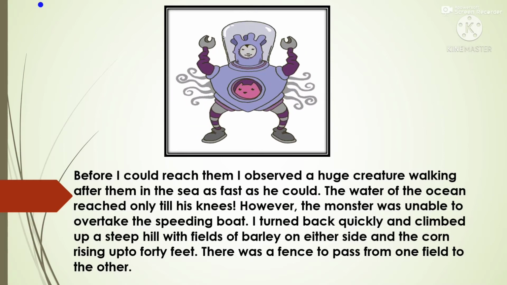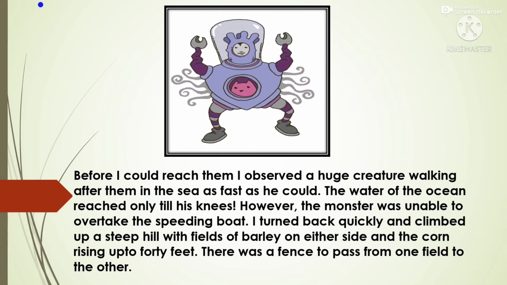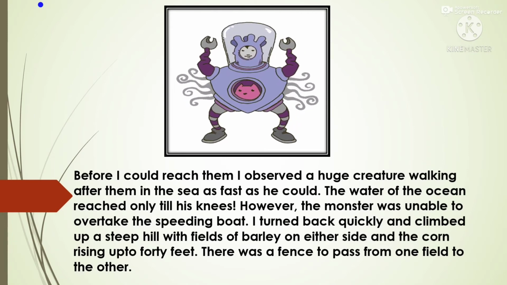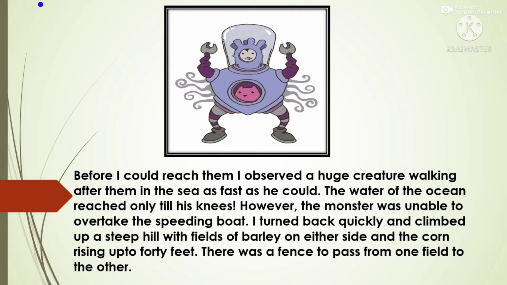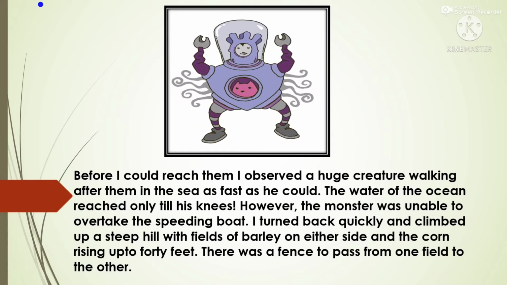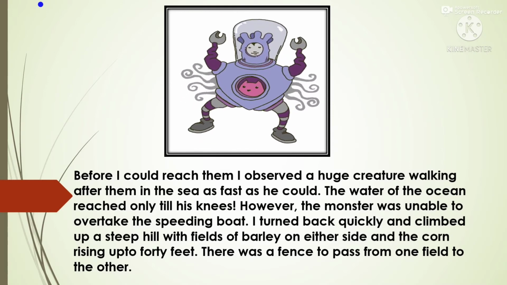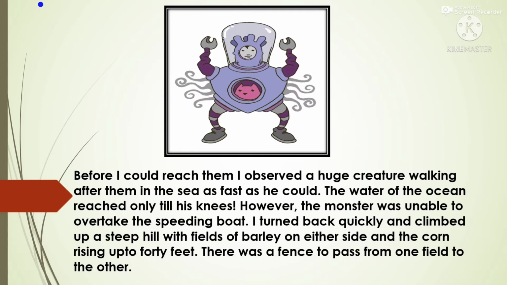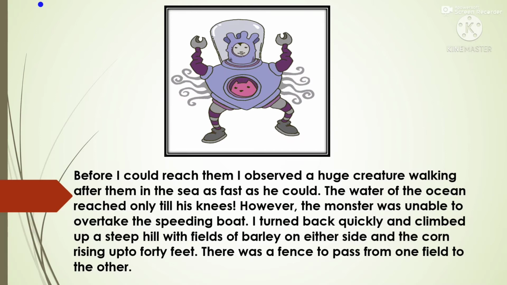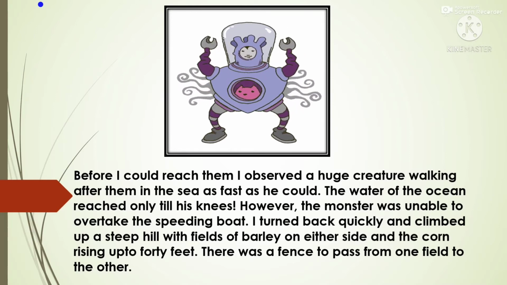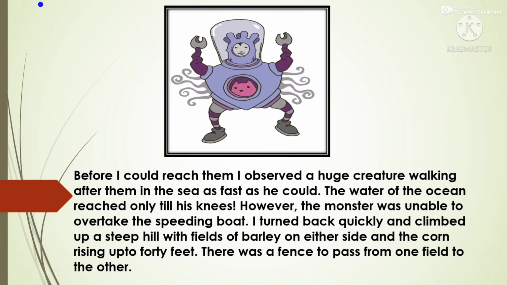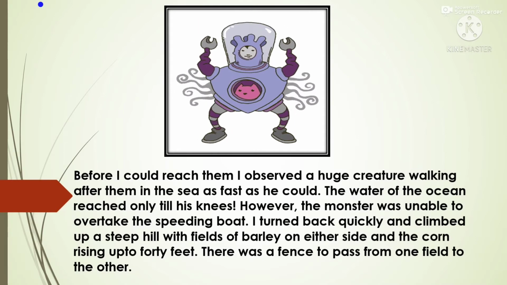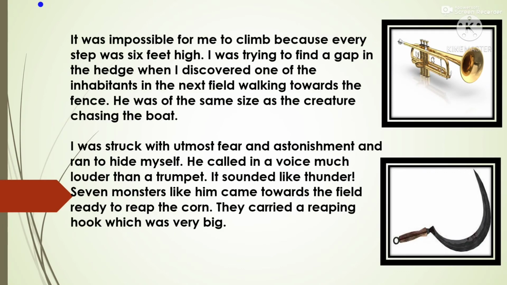I turned back quickly and climbed up a steep hill with fields of barley on either side and the corn rising up to 40 feet. So Gulliver got surprised. Okay, he was frightened. So he climbed up a steep hill where on one side there was barley and on the other side there was corn whose height was up to 40 feet. Okay, the height of the corn. There was a fence to pass from one field to the other. So I think Gulliver must try to move across the fence. Let's see what happens.